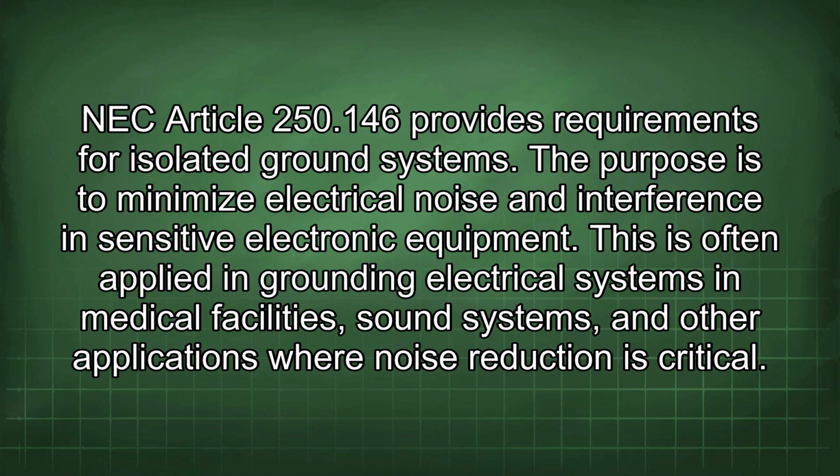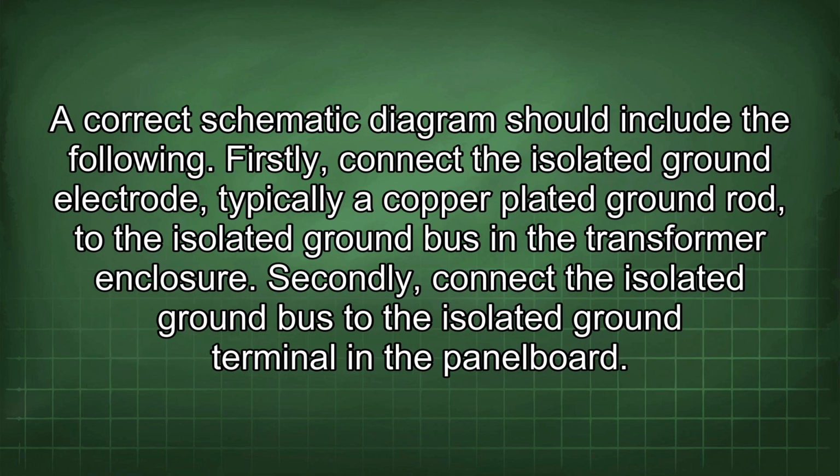NEC Article 250.146 provides requirements for isolated ground systems. The purpose is to minimize electrical noise and interference in sensitive electronic equipment. This is often applied in grounding electrical systems in medical facilities, sound systems, and other applications where noise reduction is critical. A correct schematic diagram should include the following.